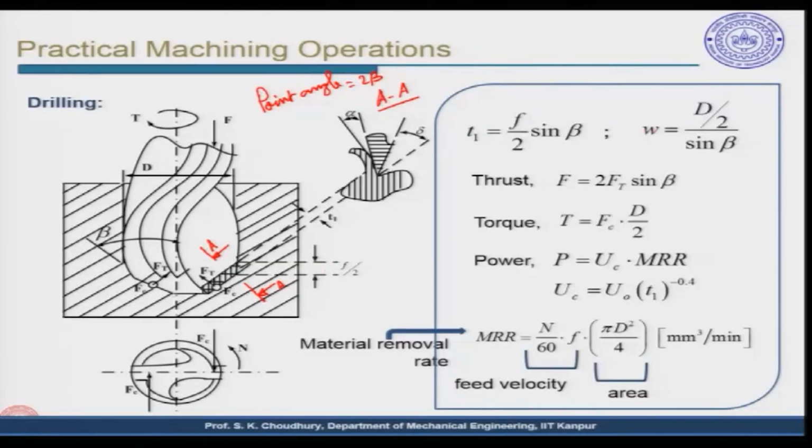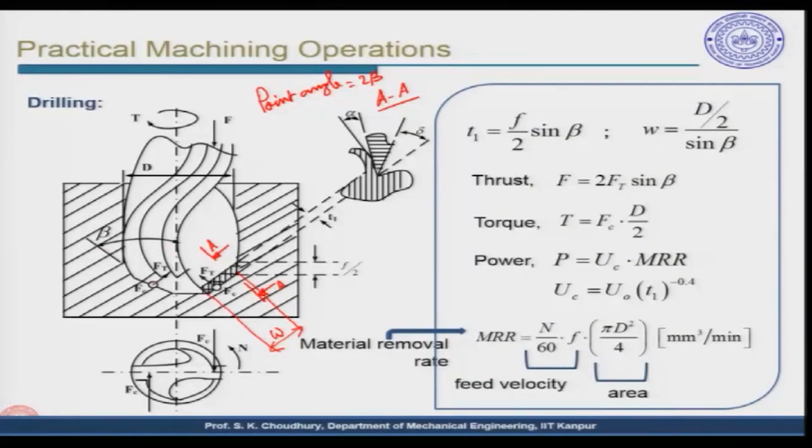Now, W, which is the width of cut, is given here, that is how much width we are removing, and this is given by d by 2 divided by sine of beta. Beta is once again the point angle by 2.